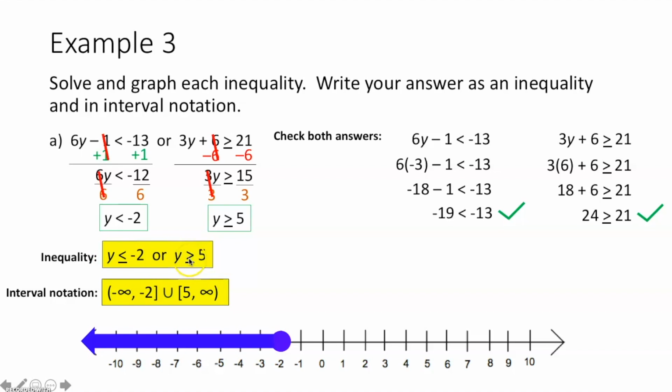Here, y is greater than or equal to 5. We put a closed circle at 5 because there's an equal sign down here, and we want y values greater than or equal to 5. So that'd be 6, 7, 8. Shade to the right. Again, our variable is on the left, so our inequality symbol points in the direction we're supposed to shade.